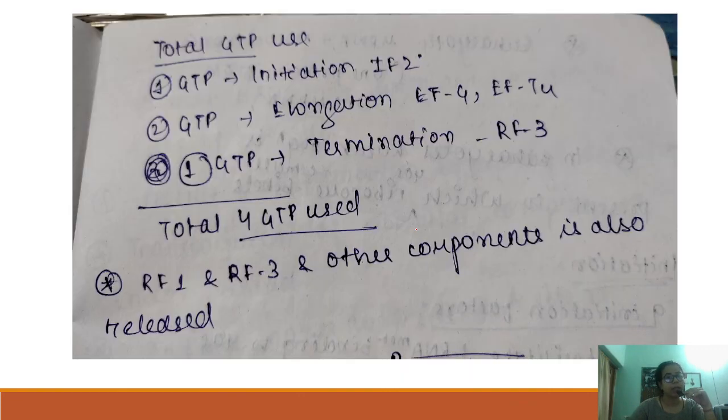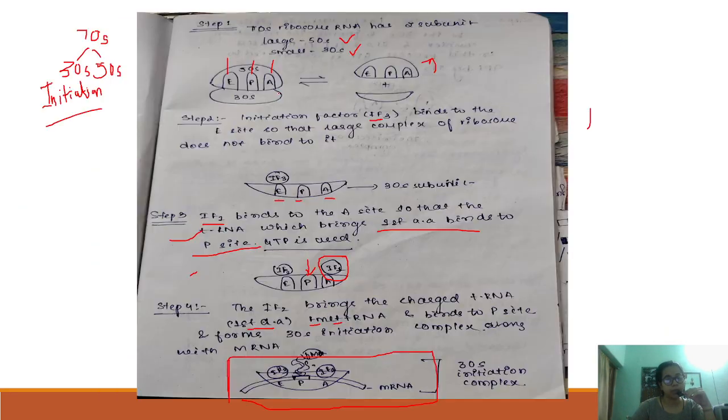So this is how the translation of the protein takes place in prokaryotes. Next, you should understand how many GTP are used, as it is sometimes asked in exams. One GTP was used during initiation by IF2 when it was binding to the P side.